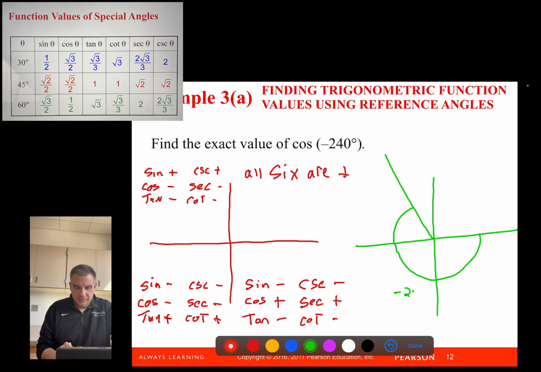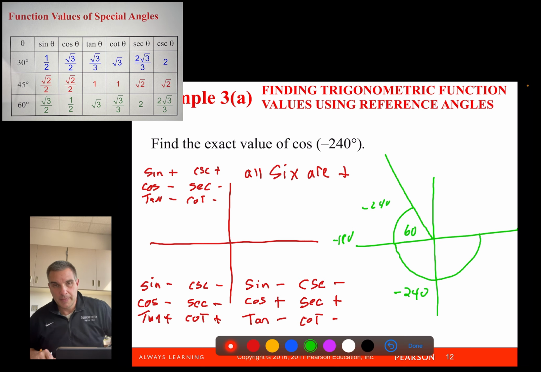Okay, so this is -240. This is -180, this is -240. So that's going to give me a 60 degree reference angle. It's asking us for the cosine of negative 240. That's going to be the exact same thing as the cosine of 60 in that quadrant. And we need to know the quadrant because we need to know if it's positive or negative.